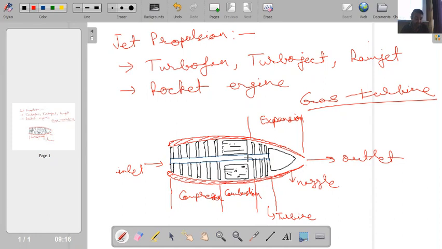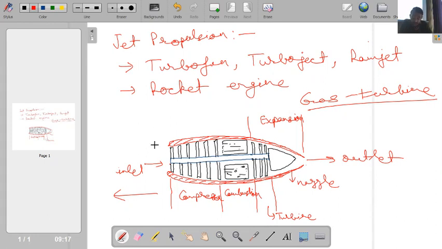Whereas the remaining amount of gases is expanded over the nozzle, and the idea is to create more change in momentum so that more force is generated in this particular direction so that it can propel in the forward direction. Is this point clear? So typically in a jet propulsion system, a gas turbine system is basically used.